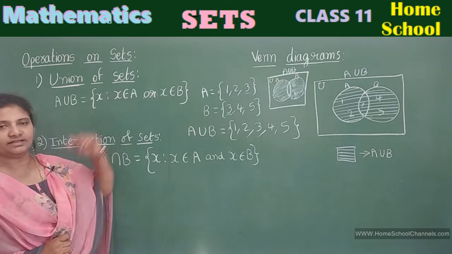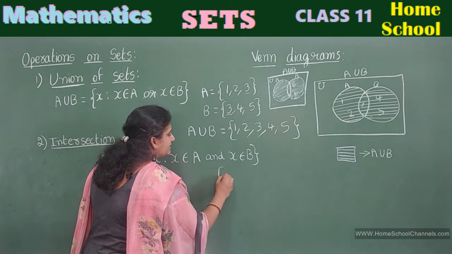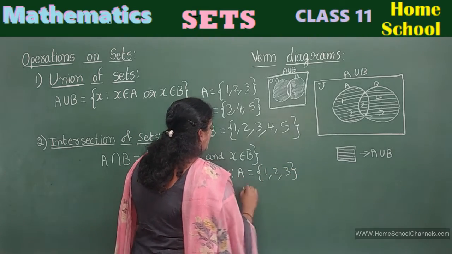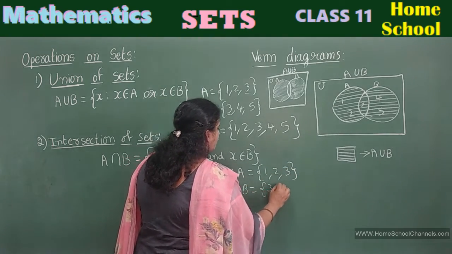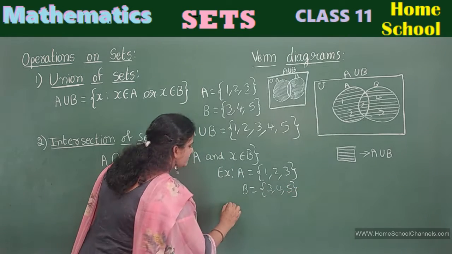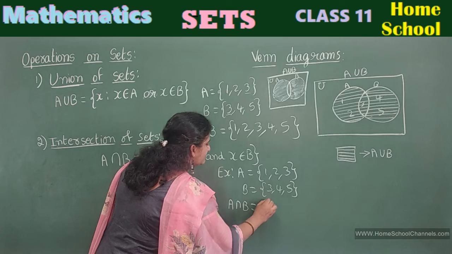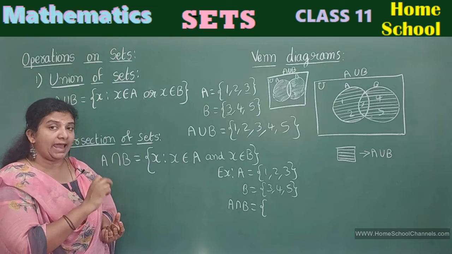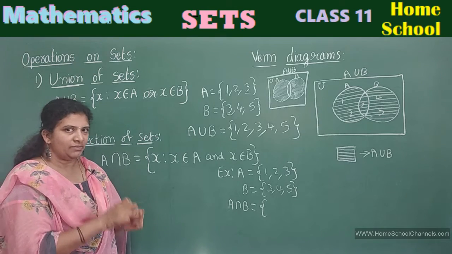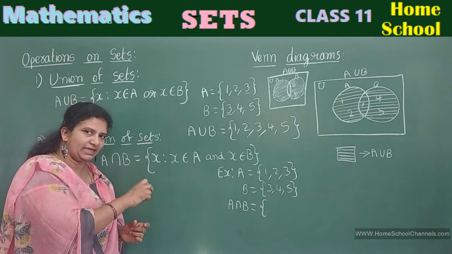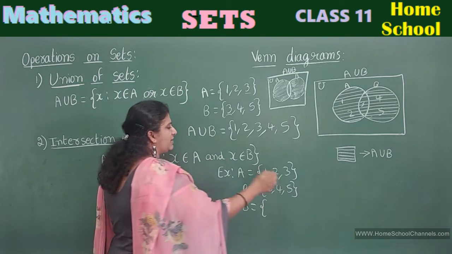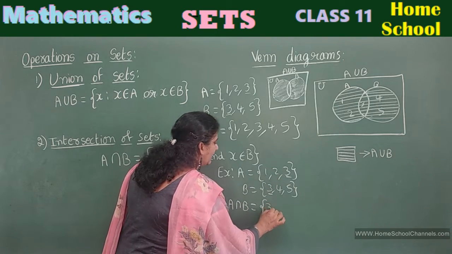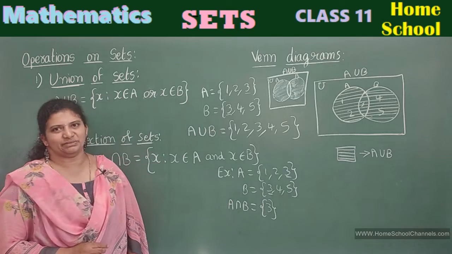Okay, let us take the same example. A is equal to 1, 2, 3 and B is equal to 3, 4, 5. Intersection of sets, A intersection B is equal to what? x belongs to A and x belongs to B. The elements which are common in set A and set B. What are the common elements? You can see 3 is common in both the sets. So write only that element. This is A intersection B.